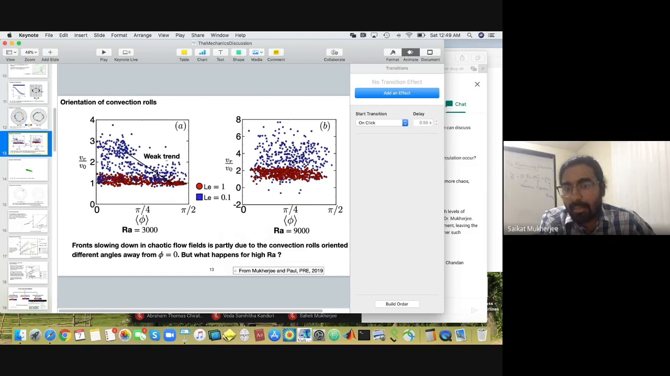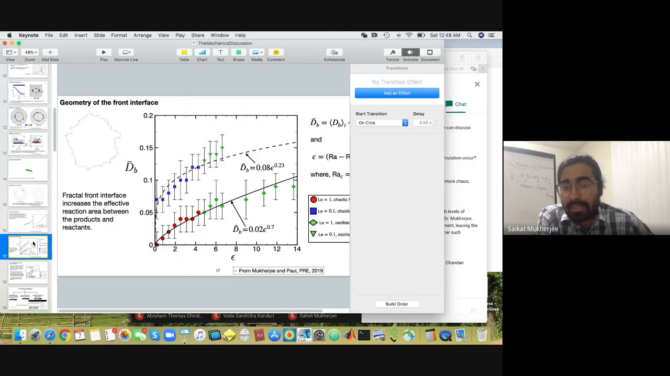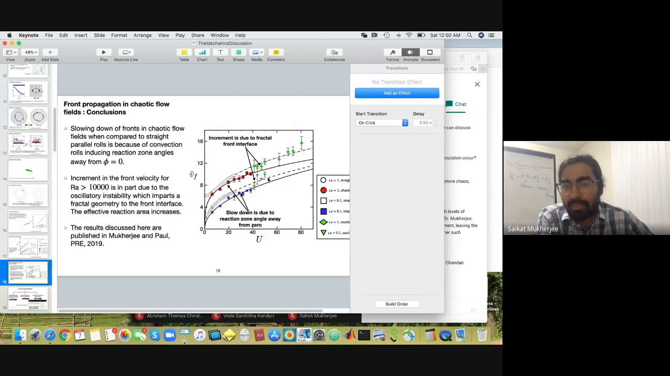The reason we thought was that at some point, the oscillatory instability takes over. So the geometry of the front becomes more important than the orientation of the convection rolls in that regime. But for lower values of Rayleigh number, we still have that weak trend, and the orientation is still important. But you are correct, if we see the fractal dimension increasing with the Rayleigh number, we can see that the fronts become fractal before it hits that oscillatory instability. So these are competing influences, but one dominates the other in these two regimes. I don't know if that answers your question. Yeah, okay, thank you.